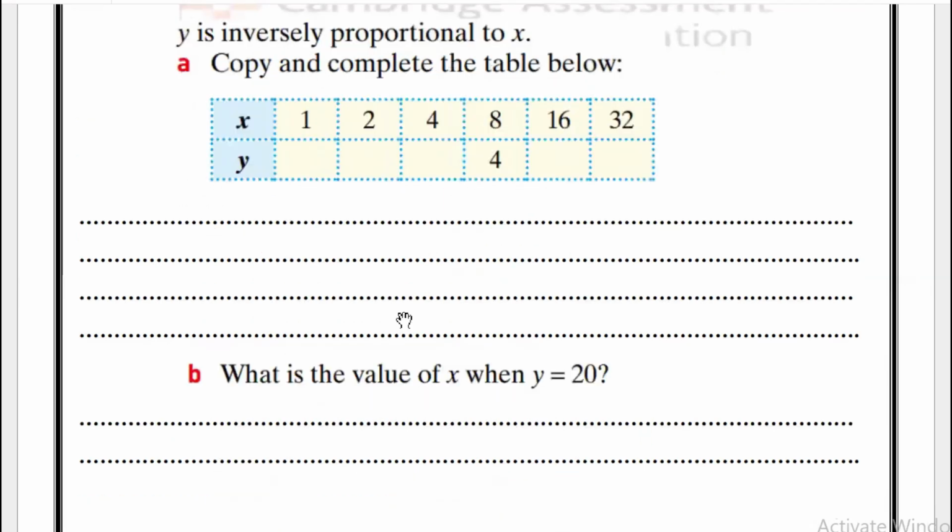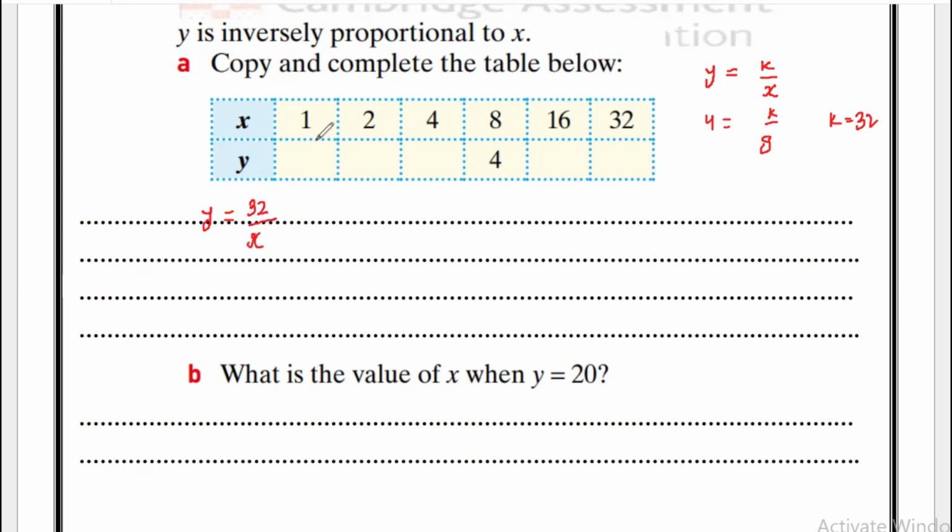Here we have the concept of inversely proportional, and in this case they say y is inversely proportional to x. That means y is equal to k over x. So when we know x and y both, we can easily find the value of k. As you can see in the table, 8 and 4, 8 represents the value of x and 4 represents y. It means k is equal to 32. That means our equation, the relation between y and x, is y is equal to 32 over x.